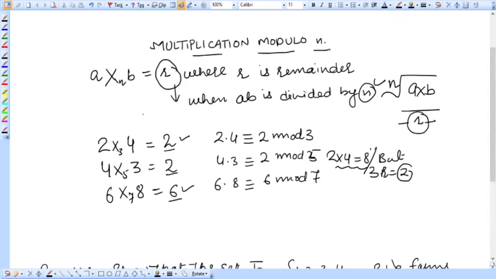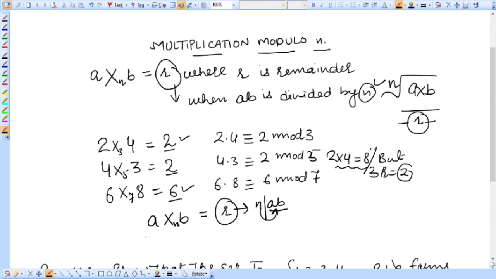Now, firstly, I'm going to tell you why this set is an abelian set. For this we will have to take two elements a and b. See, a multiplication modulo p b is equal to r, right? We know this, where r is the remainder when ab is divided by p.